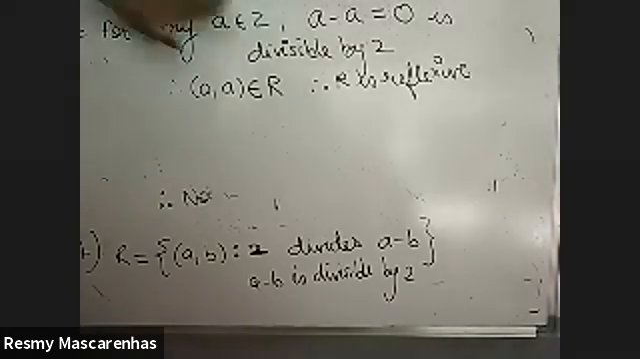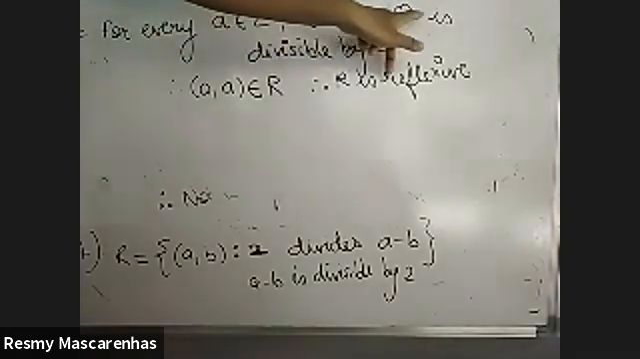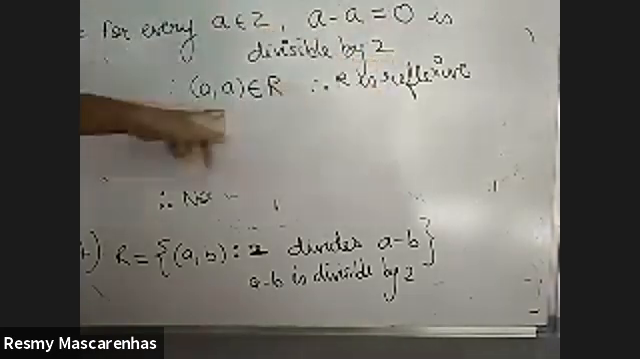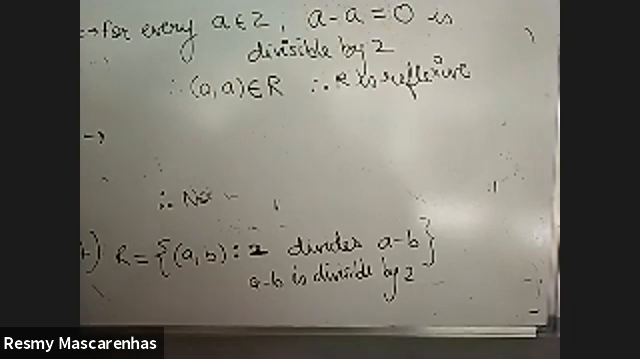Even if you forget that, directly at least start with this. Try A minus A is equal to 0, divisible by 2, and then at least write this even if you forget to write the rest.